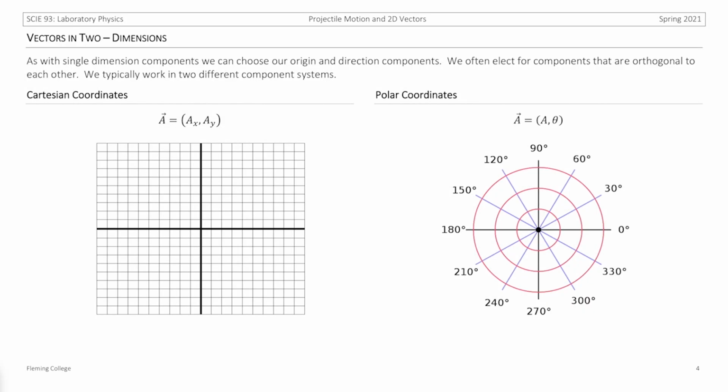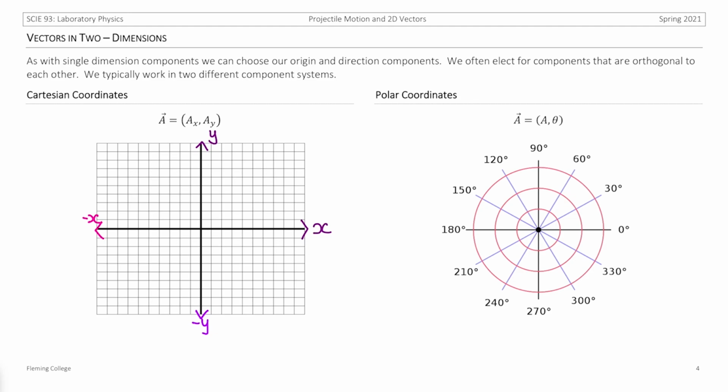When we want to work with vectors in 2 dimensions, we do some of the same things as we did in the single dimension. Remember, we can choose our origin. So we often choose an origin and consider our horizontal components as x components in the positive and negative direction, and our vertical components as our y components in the up and down direction. We select orthogonal components so that we get a key aspect of 2-dimensional motion. We have 2 sets of coordinates.